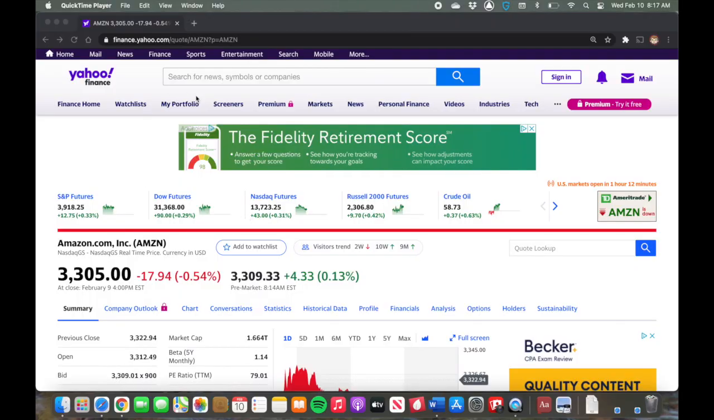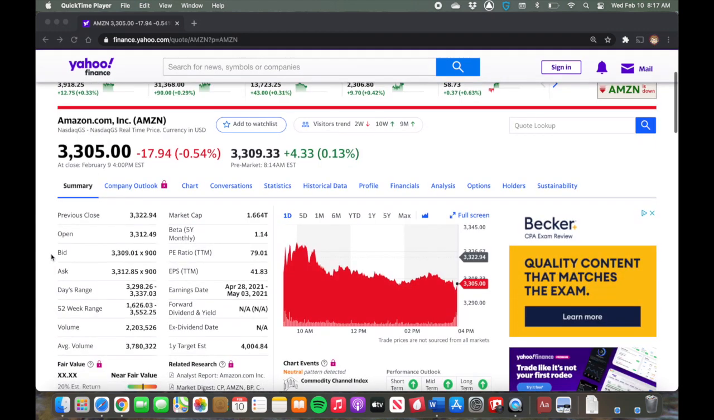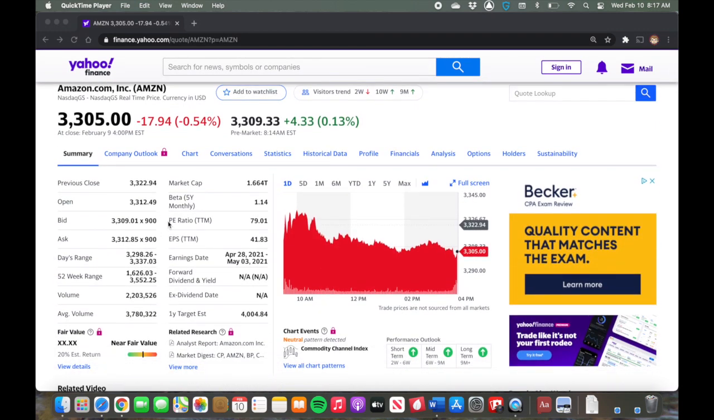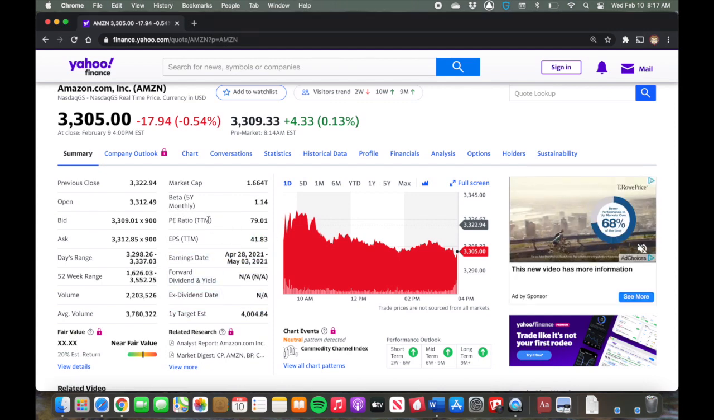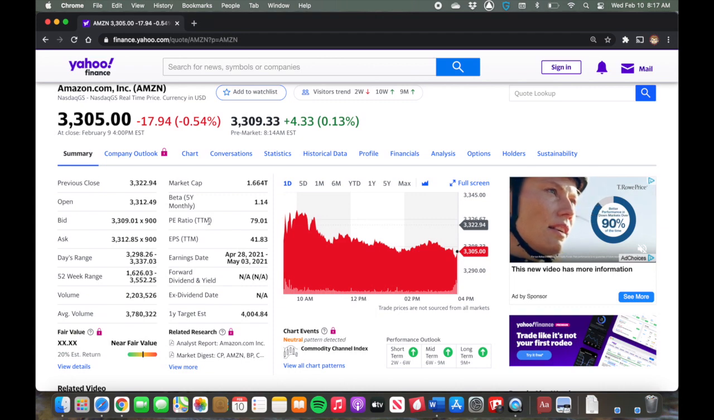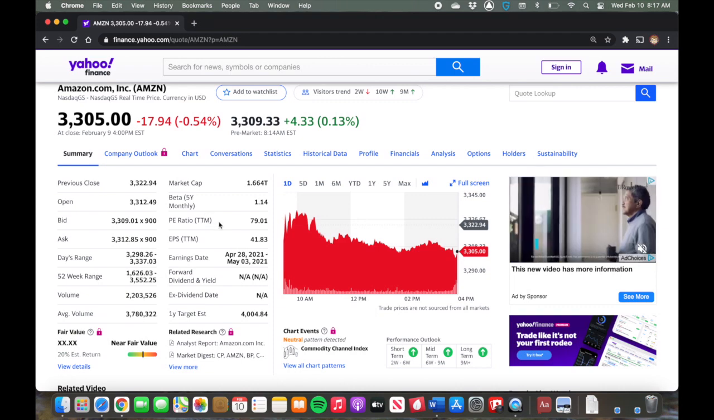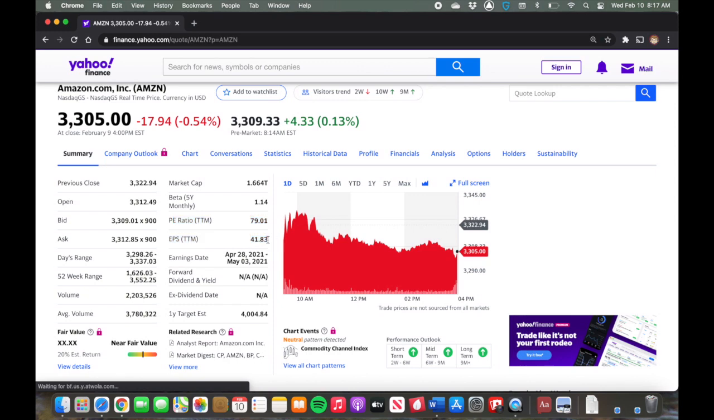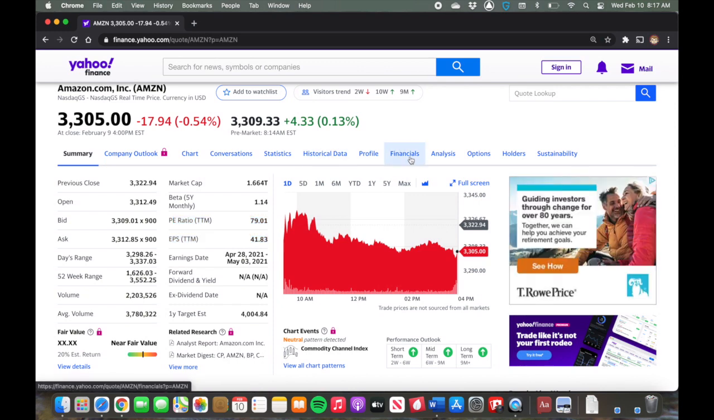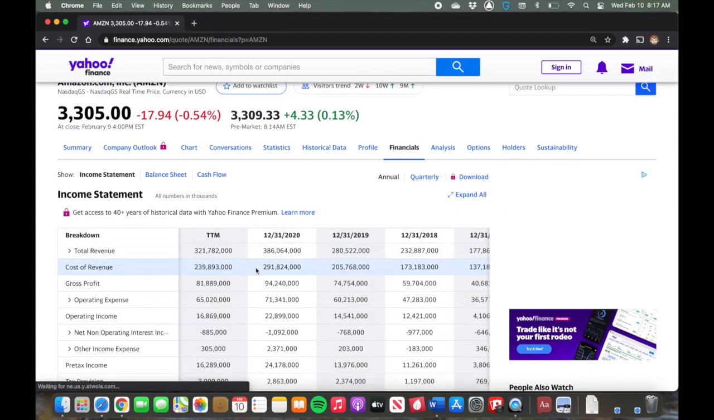I pulled up Amazon on a financial news website. And on the front page here, you can see they have the PE ratio and the earnings per share. Both of these have TTM in parentheses. That means trailing 12 months. That means the most recent 4 quarterly reports that the company put out added together. So let's talk a little bit about what these numbers mean by going into the company's actual financial statements.